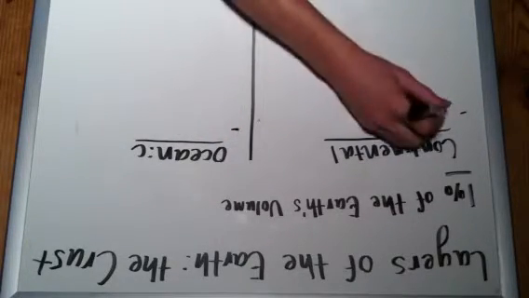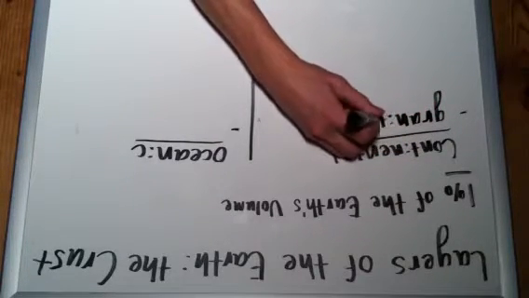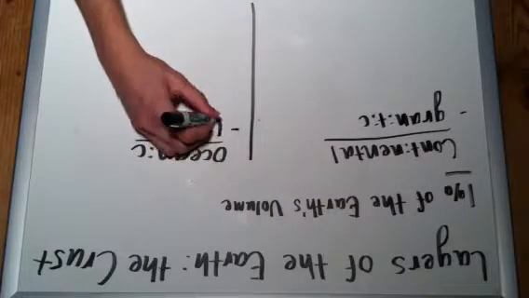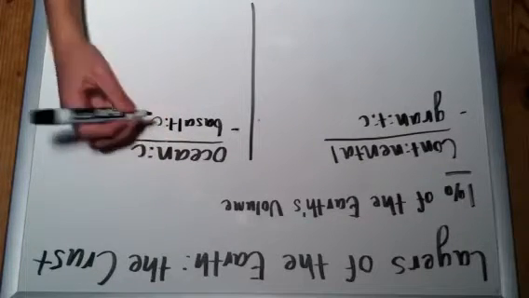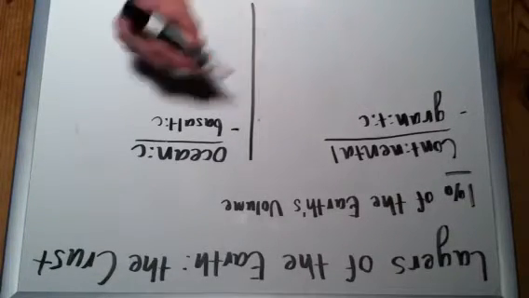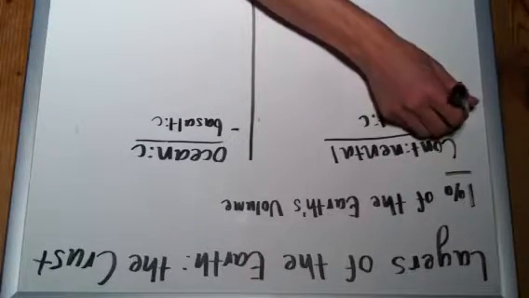Continental crust is mostly granitic, coming from the word granite, granitic in composition. Oceanic, on the other hand, is basaltic, coming from the word basalt. Hopefully those sound familiar if you're familiar with rocks and minerals. So granitic is continental, basaltic is ocean. Those are just their compositions in general.